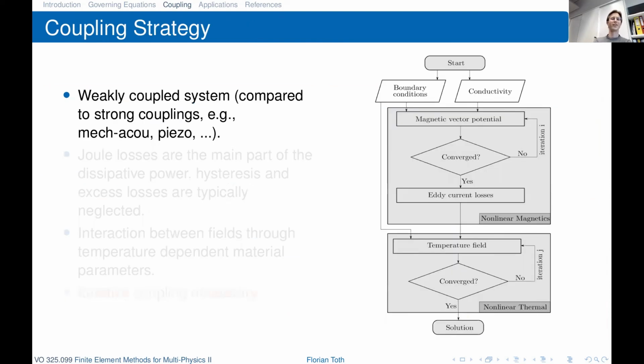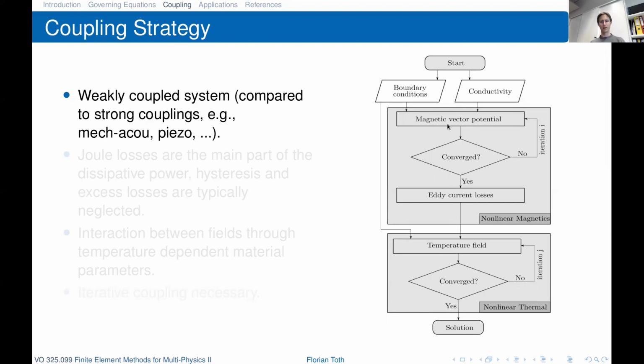First we focus on the coupling strategy. So let's focus on the coupling strategy first. First off, we have a weakly coupled system compared to strong couplings like mechanic, acoustic, or piezo coupling, where we actually solve for both fields simultaneously.